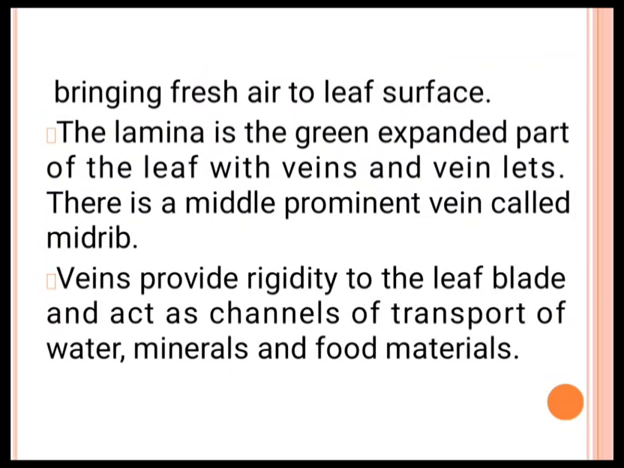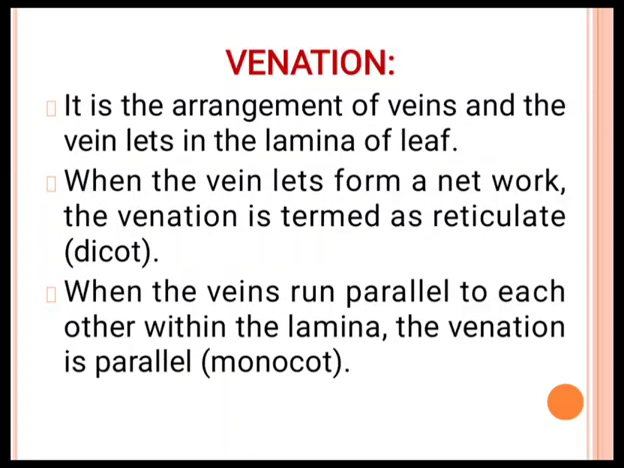The lamina is the green expanded part of the leaf with veins and veinlets. There is a middle prominent vein called midrib. Veins provide rigidity to the leaf blade and act as channels of transport of water, minerals and food materials.